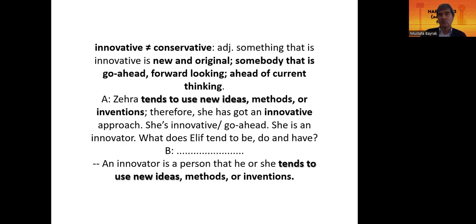What does Elif tend to be, do, and have? So we can use the adjective. For example, Elif tends to be conservative. Elif tends to do things conservatively, and Elif tends to have conservatism or conservation.